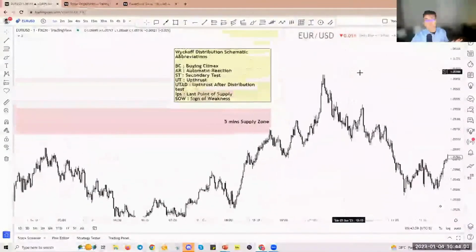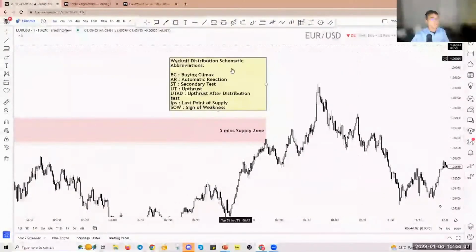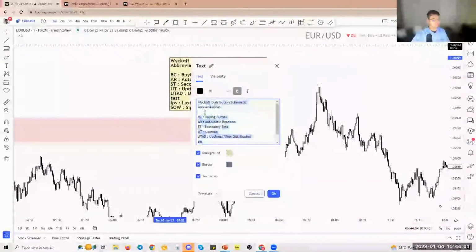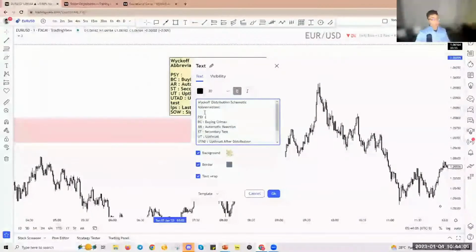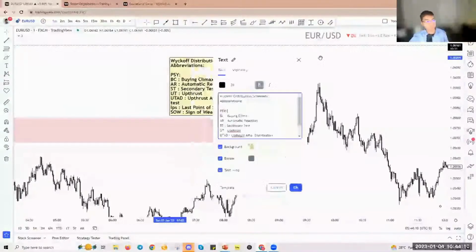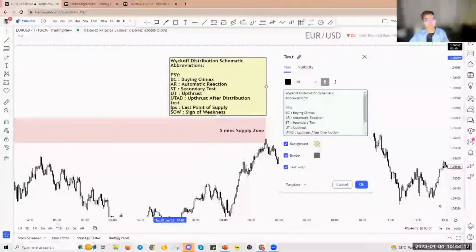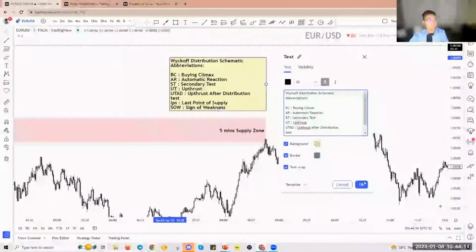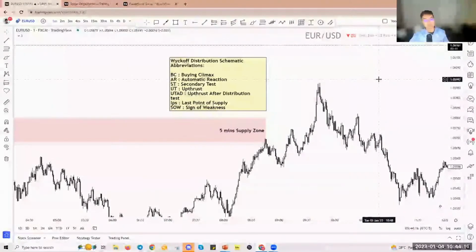So normally when I trade, just now I showed you guys, oh yes, there's the PSY, preliminary supply. I normally don't draw the PSY because it's not needed. It's really not needed when you are actually trading, so I'll just ignore the PSY. When you draw it out, it just doesn't help in your charting. PSY is beside the BC. I don't think it's needed at all.